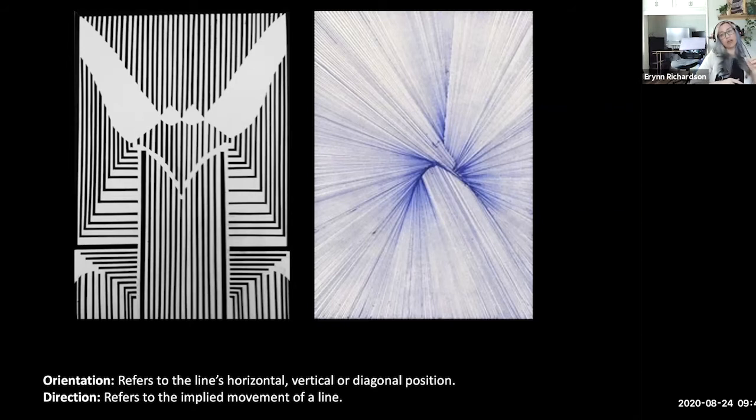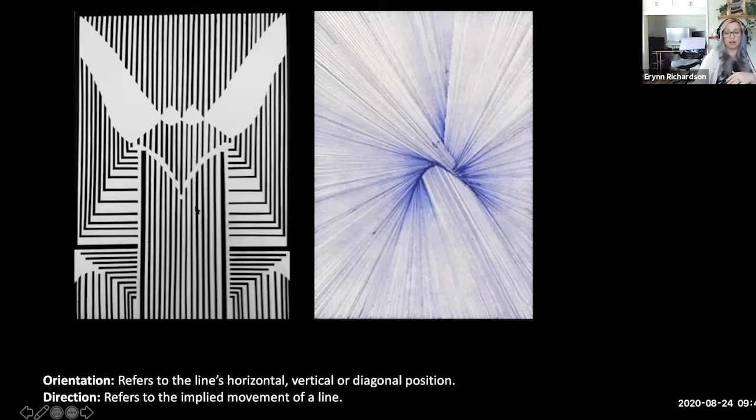So in the first example on the left, the orientation of the lines would be vertical and horizontal. Direction, these lines to me feel pretty static, but you could suggest that the lines look like they're moving down. Maybe these lines right here kind of look like they're moving down. These might look like they're moving up. These white lines right here that are implied, they kind of look like they might be moving off to the side.